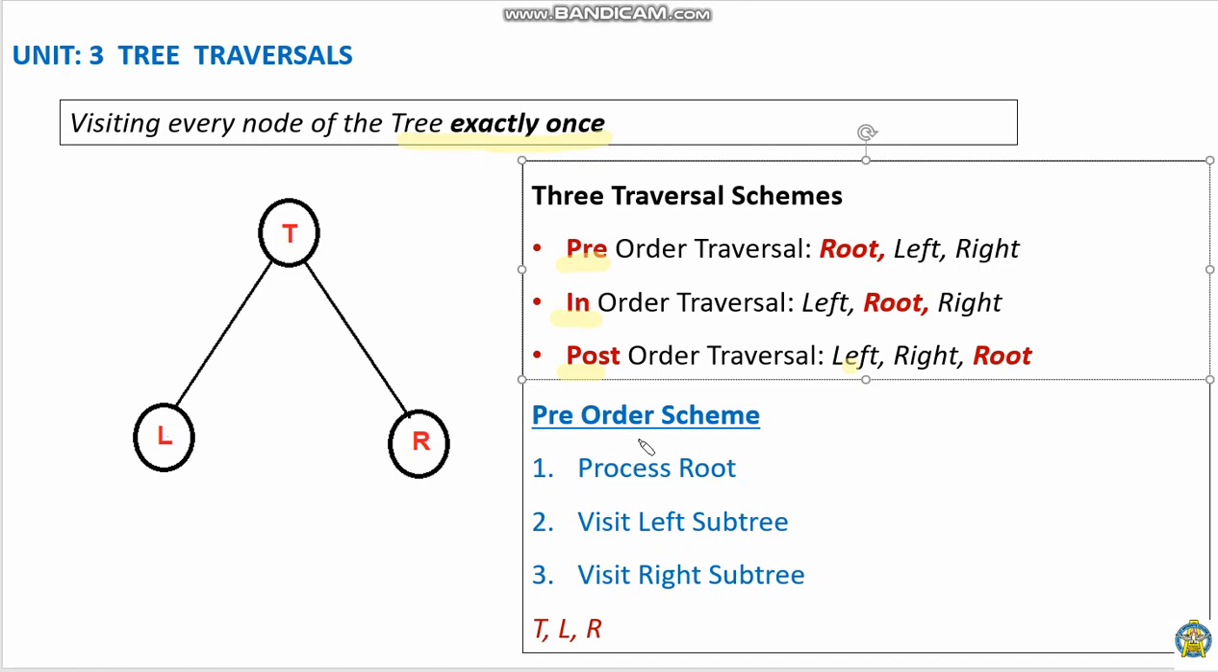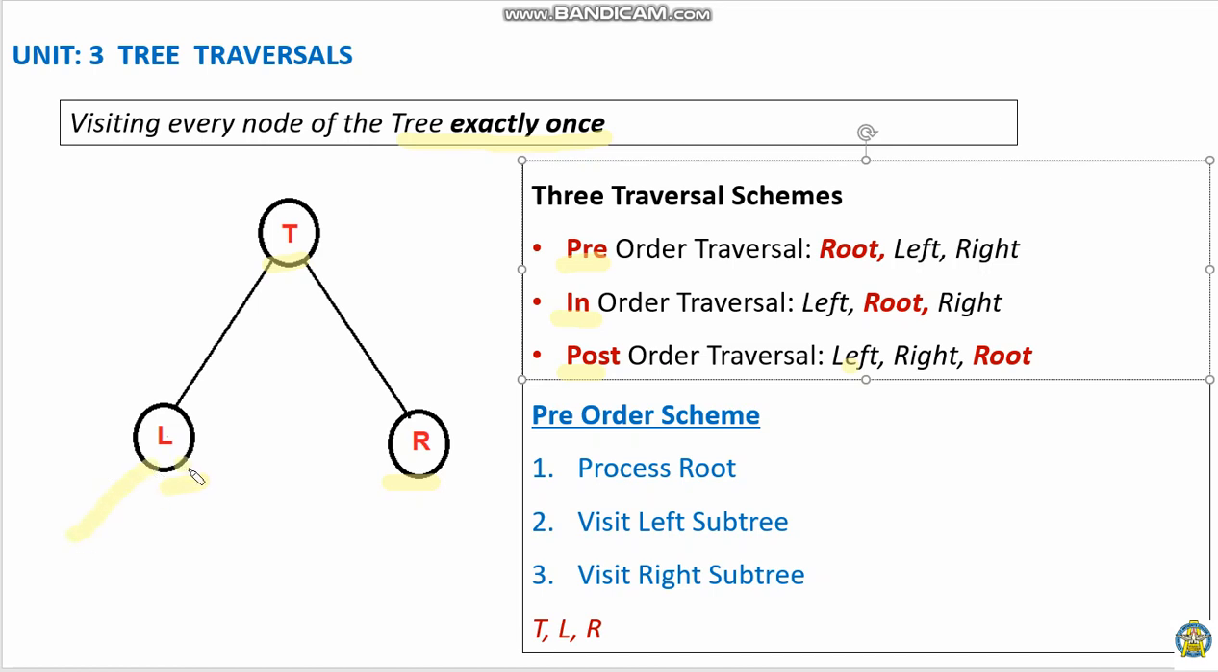So when we have a pre-order, what happens is first we process the root. This is pre, so root comes first. We process the root. After having done the operation, we go to the left. Having done this, we go to the right. So that is the order. Now imagine here it's easy. We have only root, left, right.